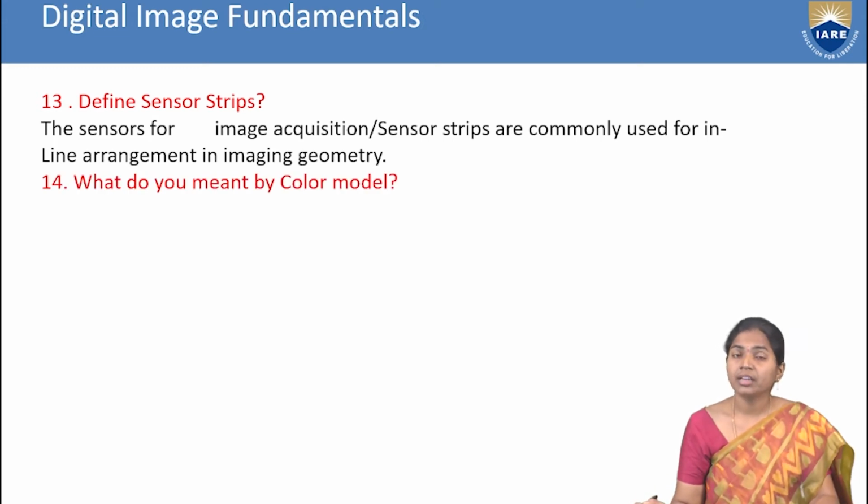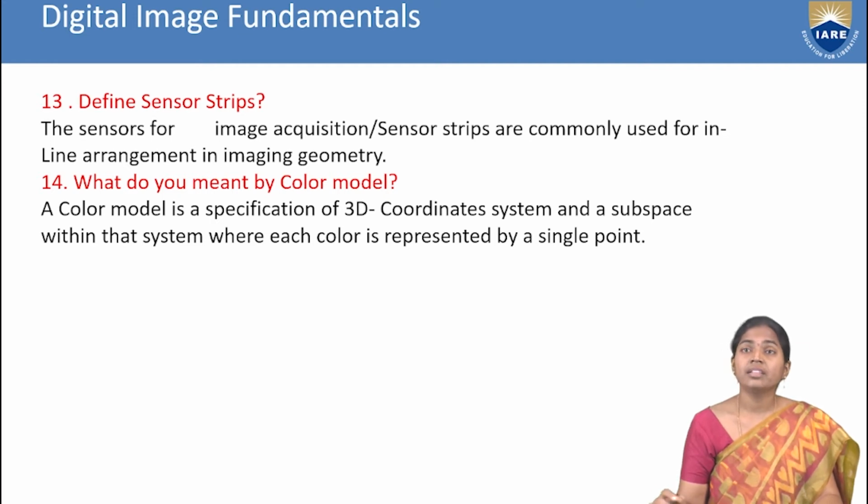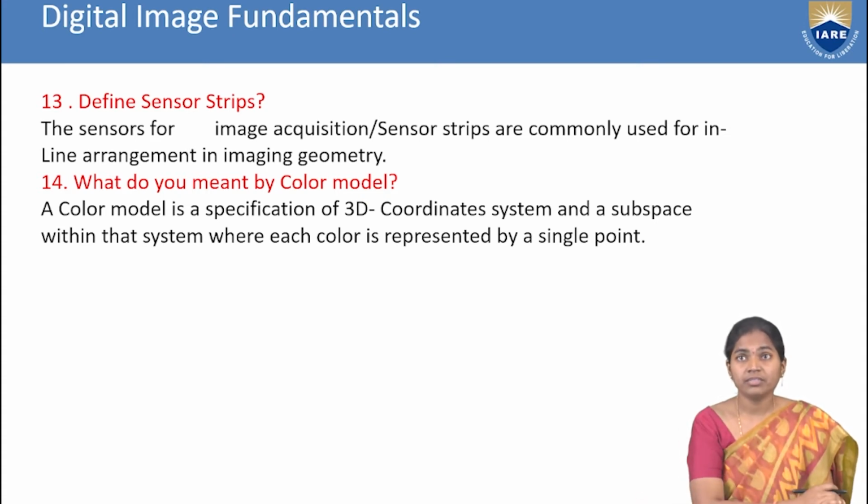Next, what do you mean by color model? What are the basic colors? Red, green, blue, the RGB colors. A color model is a specification of a 3D coordinate system, where we have x, y and z axes, and a subspace within the system where each color is represented by a single point. In color representation, we consider a number of colors, and each color has its own level, which we represent at each point.